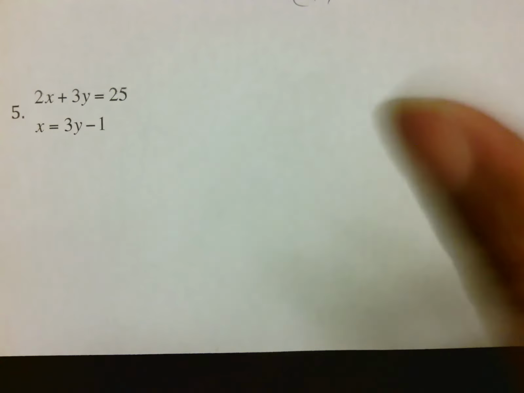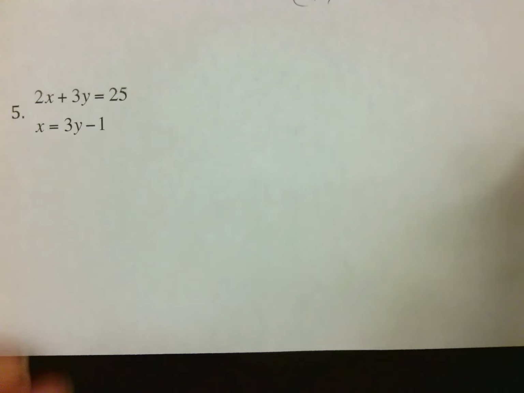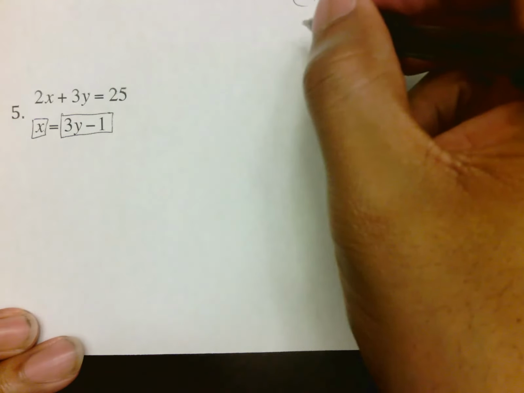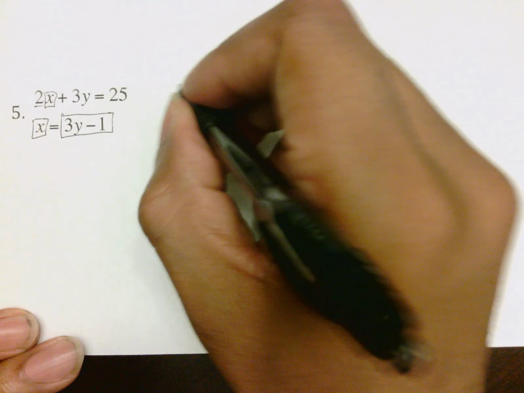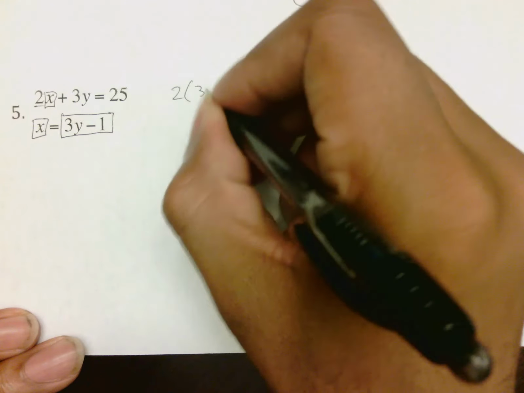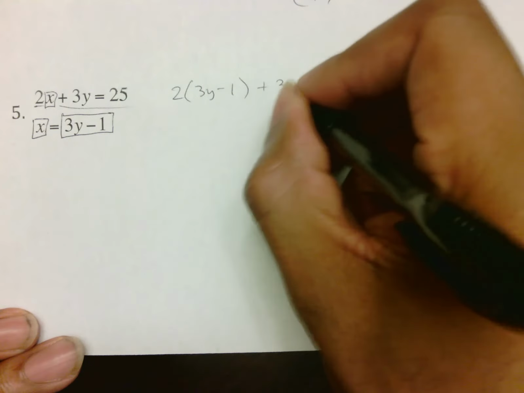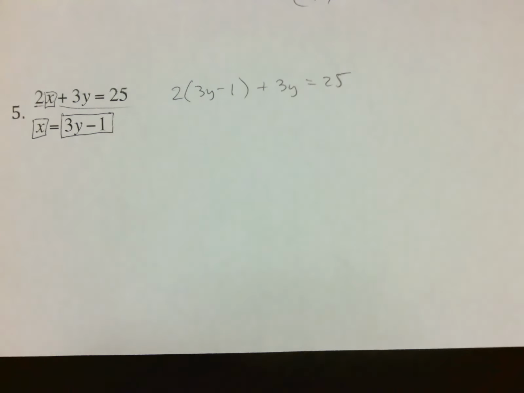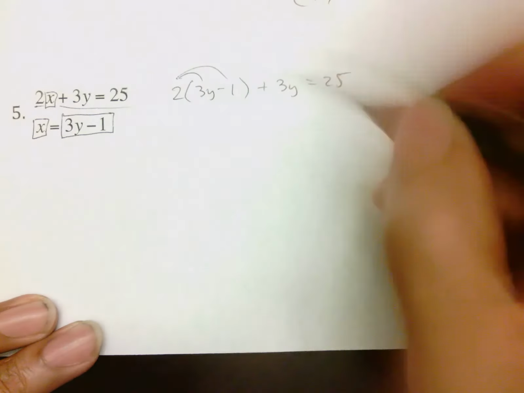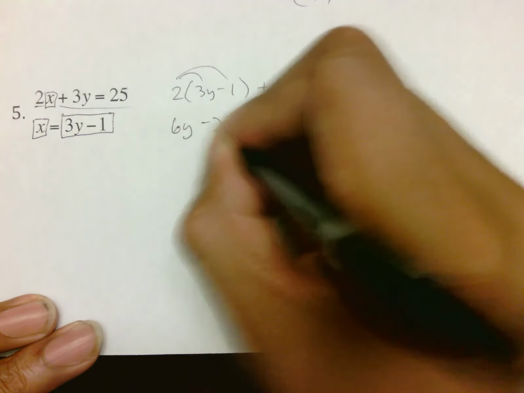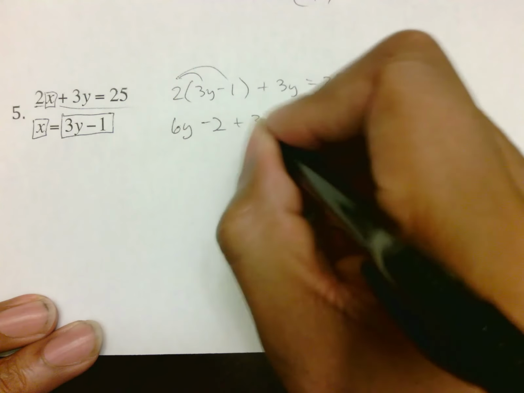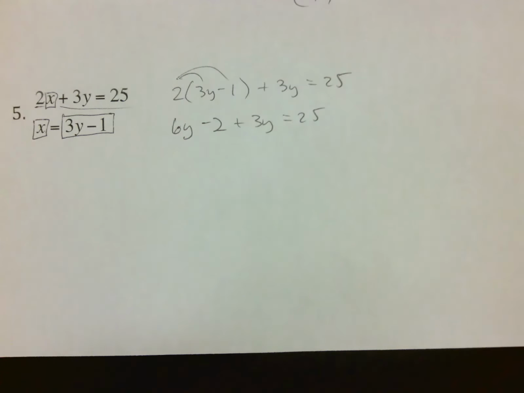Here we got 2x plus 3y equals 25, and we've got x equals 3y minus 1. X is by itself, 3y minus 1 is what it's equal to, and we're going to put that right here. So again, everything in front of the box is a 2. Turn our x into 3y minus 1. Behind the box is plus 3y equals 25. That is our substitution step. The distributive step, that's where you take and multiply the 2. You get 6y minus 2, and then bring down everything else, plus 3y equals 25.